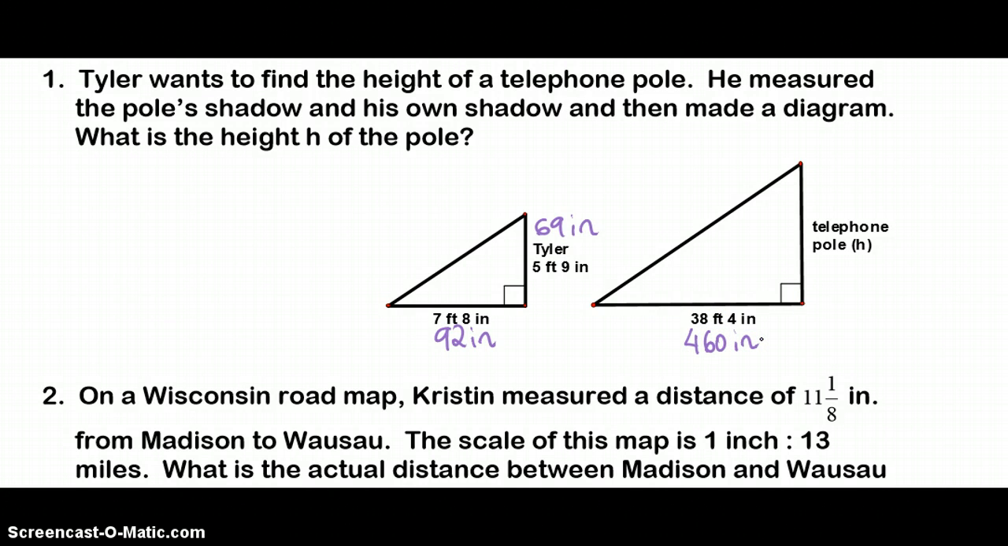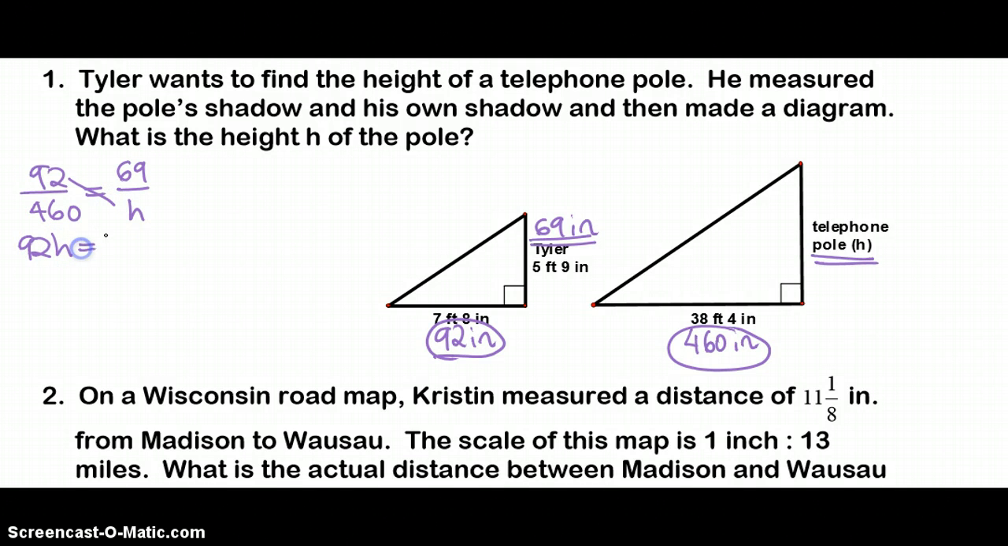Okay, and now we can set up a proportion. We can say that 92 is to 460, the same thing as 69 is to h. So that's what we're going to write. 92 over 460 is equal to 69 over h. So now we cross multiply. 92 times h is 92h equals 460 times 69.